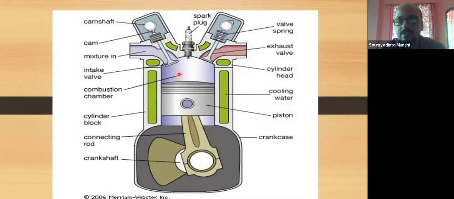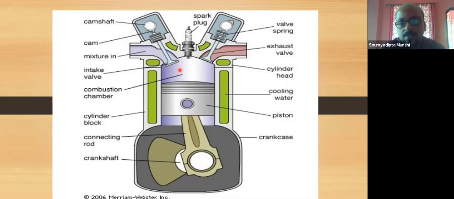How does this combustion take place? There is a spark plug. This plug will make the combustion take place in a proper manner. Basically inside this combustion chamber the combustion takes place and gaseous product is generated. So it is above the top of the piston, above the top dead center of the piston.